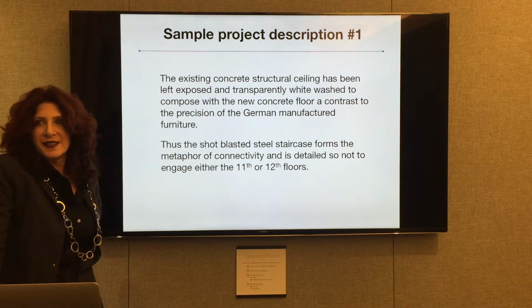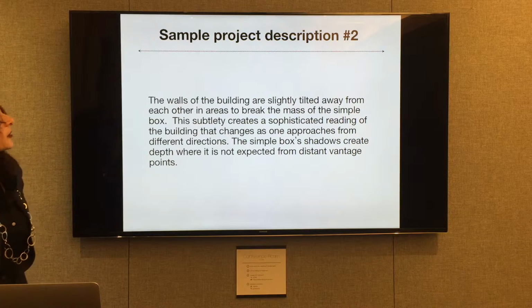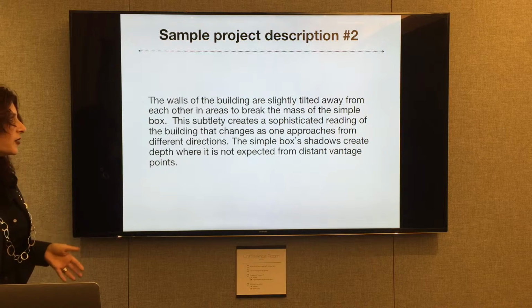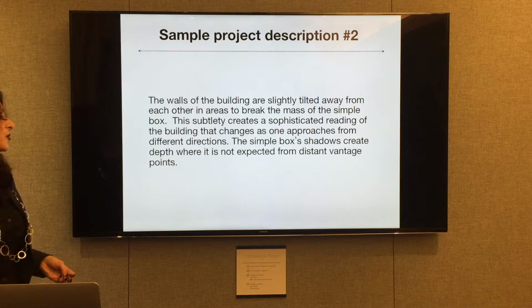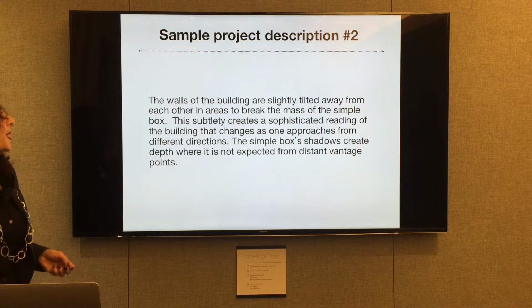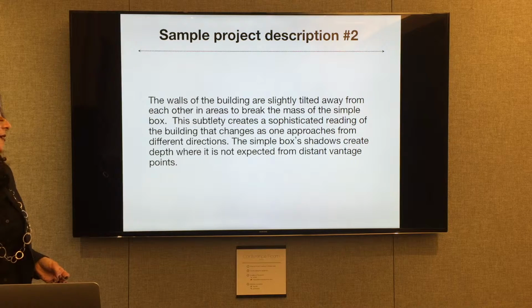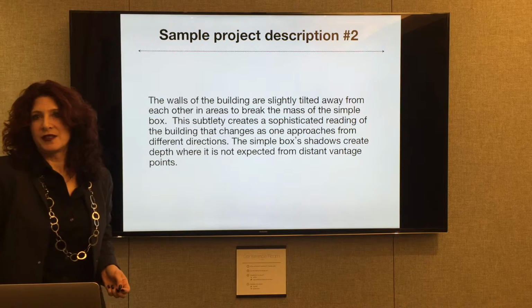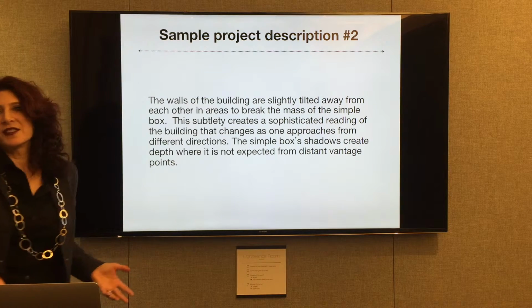All right. If you like that one, I'll give you another one. The walls of the building are slightly tilted away from each other in areas to break the mass of the simple box. This subtlety creates a sophisticated reading of the building that changes as one approaches from different directions. The simple box's shadows create depth where it is not expected from distant vantage points. I mean, can you imagine reading this in the New York Times, right?